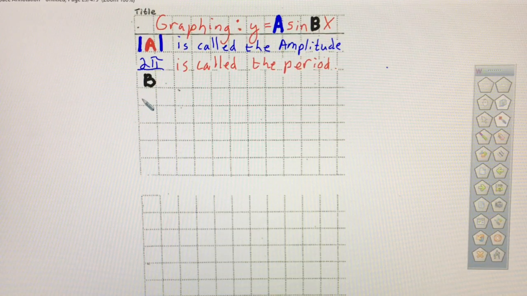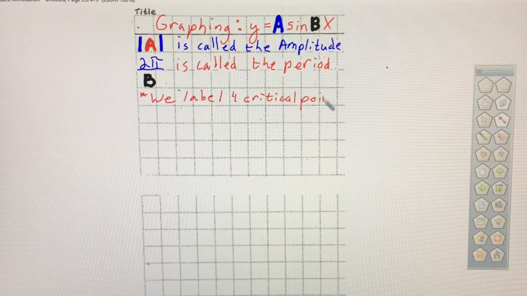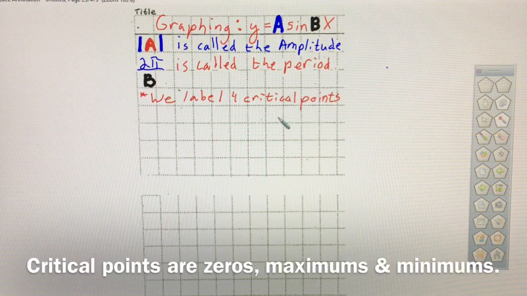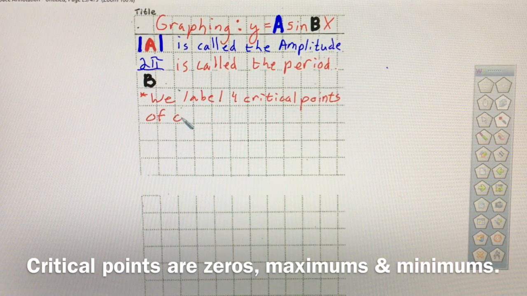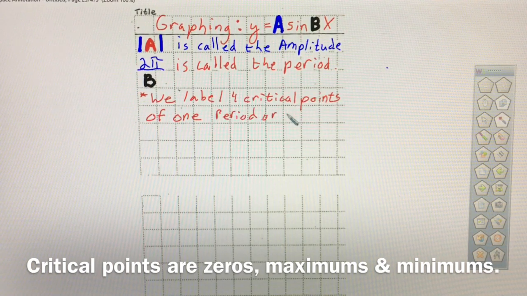Here we're going to label 4 critical points. So please make a note of that. We label 4 critical points of that cycle. Some people label more, but once you get those 4 critical points, you should be able to count out the remaining points because it actually goes on for infinity. And then we're just going to go ahead and do an example.